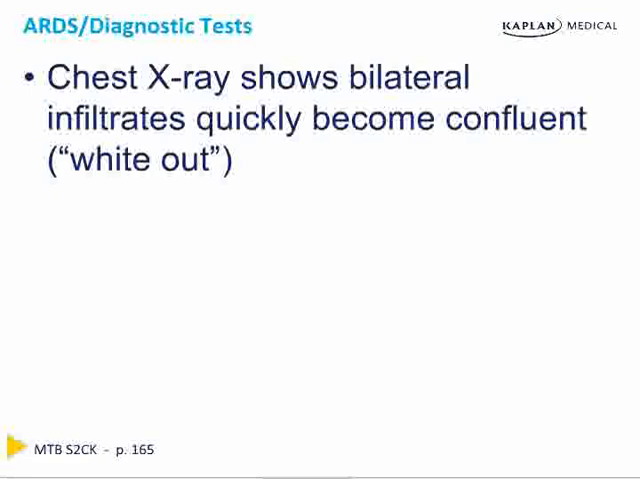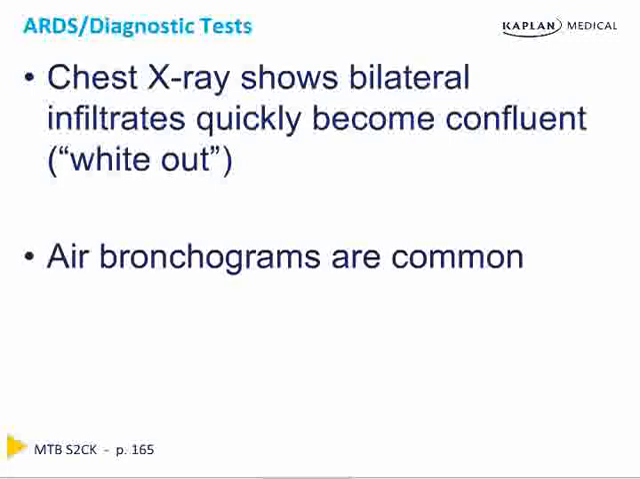You're going to see dense bilateral infiltrates which quickly become confluent and cause complete bilateral whiteout of the lungs on chest x-ray. In fact, the pulmonary edema is so severe that you often see air bronchograms on both chest x-ray and chest CT. These indicate areas where the alveolar infiltrates are so dense that the airways running through them actually appear as hyperlucencies on the chest x-ray.